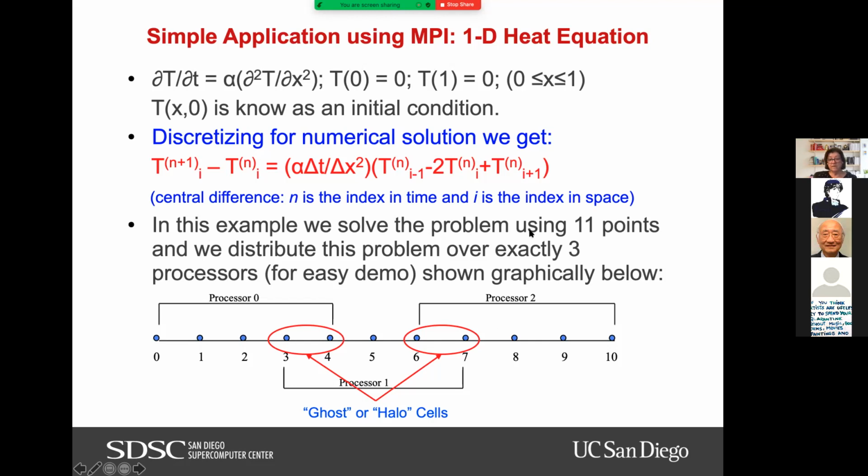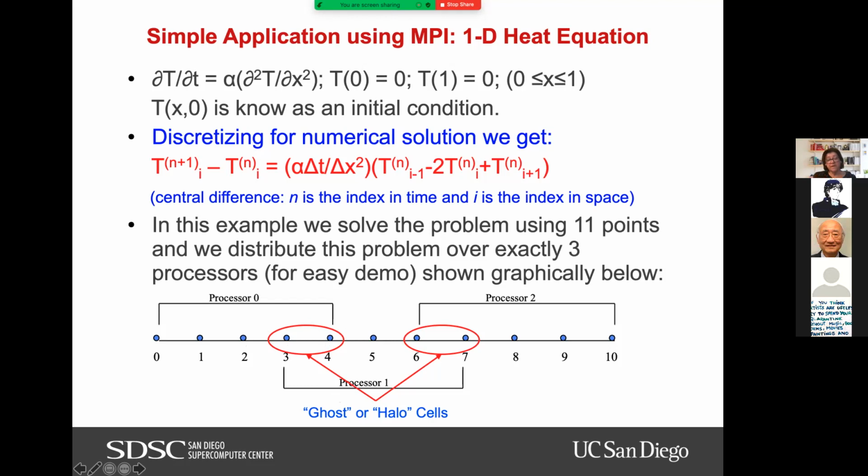And we are doing 11 points and distributing it over three processors. And there is this concept of ghost or halo cells. These are the two cells that processor zero and processor one both share, the physical points three and four. But processor zero will update point three and needs to get that new value over to processor one through communication. Processor one will update element four, and that value at the end of the computation needs to be sent down to processor zero.